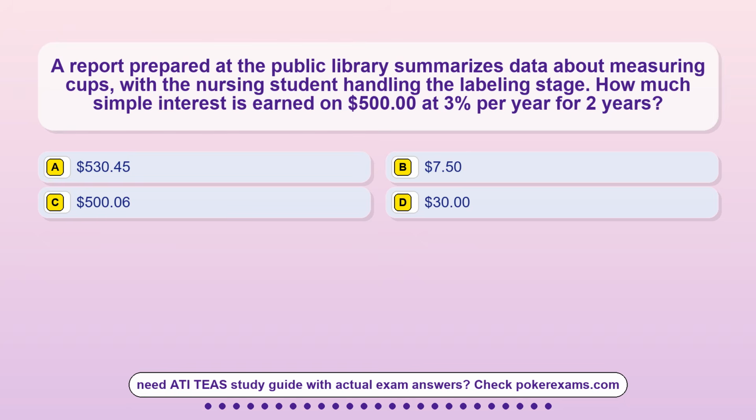Question 7. A report prepared at the public library summarizes data about measuring cups, with the nursing student handling the labeling stage. How much simple interest is earned on $500 at 3% per year for 2 years?